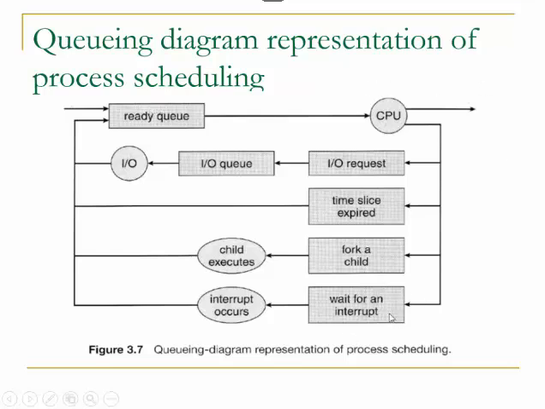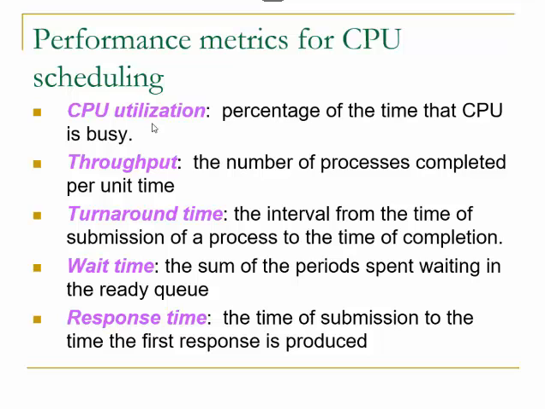And the fourth queue is when an interrupt is generated. At last, you can see that when a process is executing and an interrupt is generated, the process waits for that interrupt and again moves to the ready queue. So this is a queuing diagram representation of a particular process scheduling.